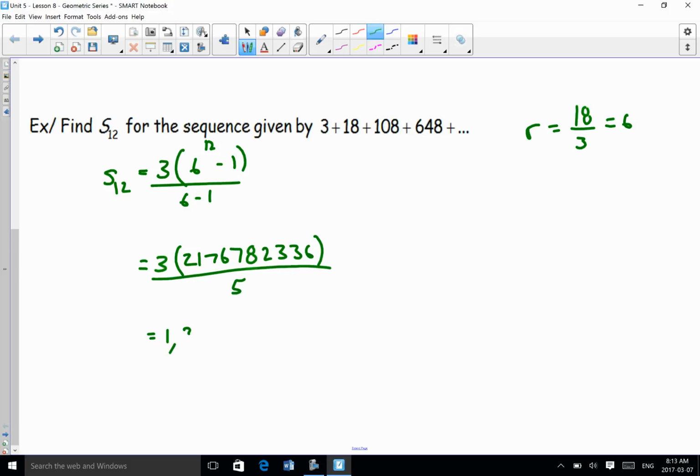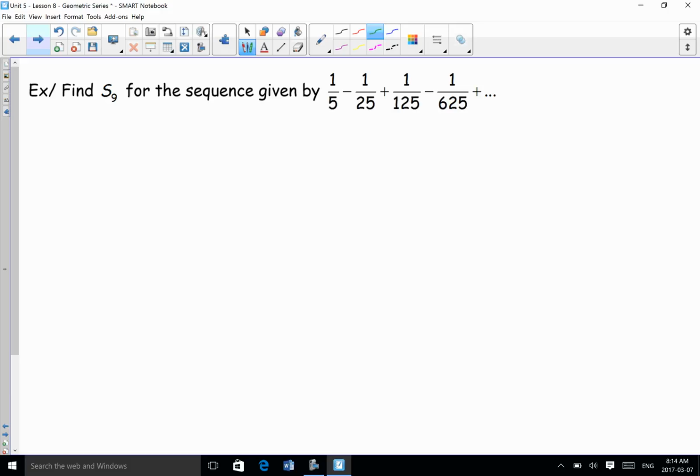The answer to this one is 1,306,069,402. That's the sum of those first 12 terms. That's a pretty simple one. Unfortunately, they're not always so simple. Sometimes you come across fractional things. That's okay. We'll look at a fractional one here.